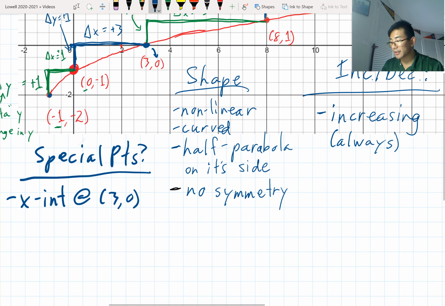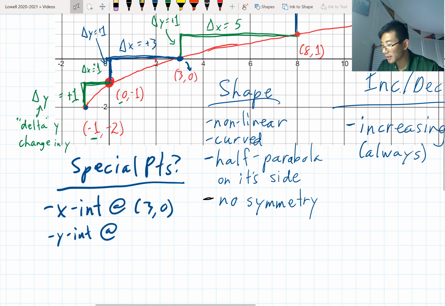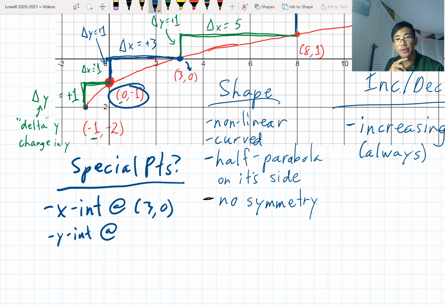And we can see the y-intercept. If you're on the y-axis, you didn't go left or right at all, and so your x-coordinate should be 0. So that's going to be that point right there, (0, -1). And it looks like this graph has only one y-intercept and one x-intercept.